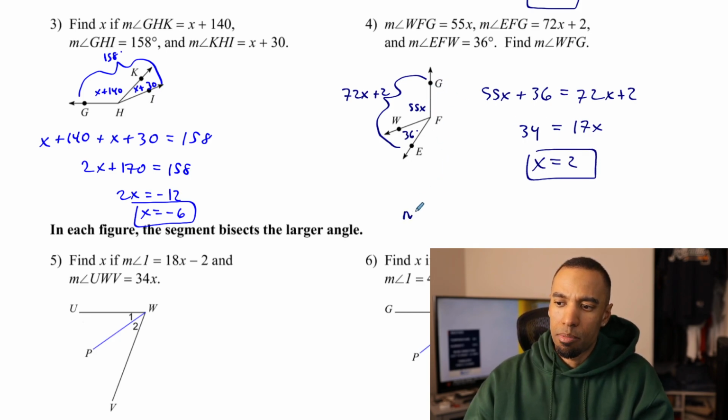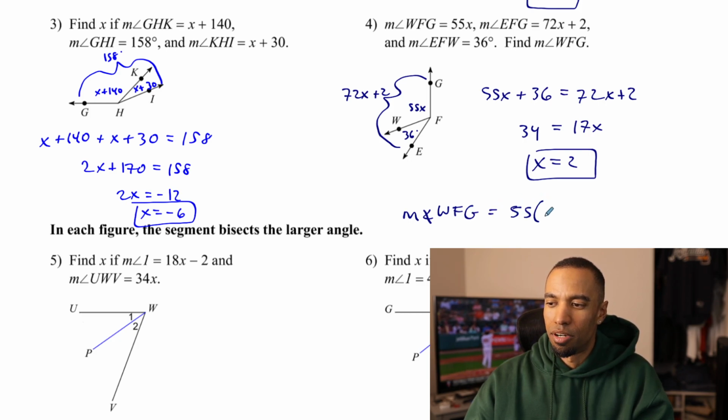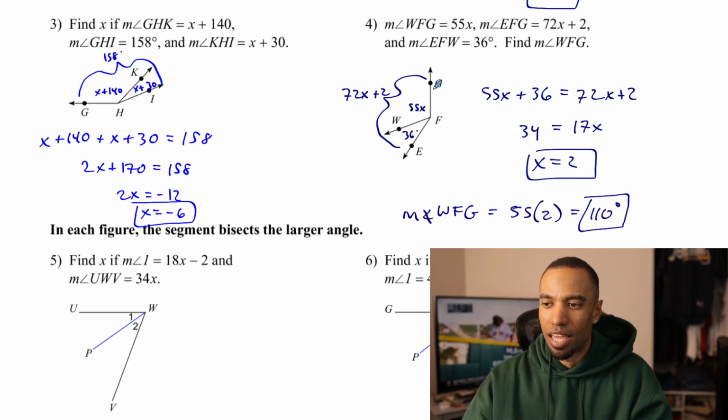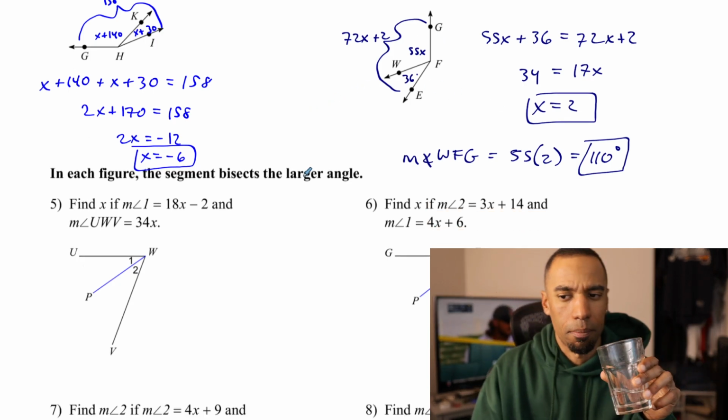The measure of angle WFG, now these are kind of drawn to scale. Like, I didn't draw them, but I imagine it's going to be this number, 55 times 2, which is 110 degrees right there. That looks like a 110 degree angle there. Looks like they knew what was up.